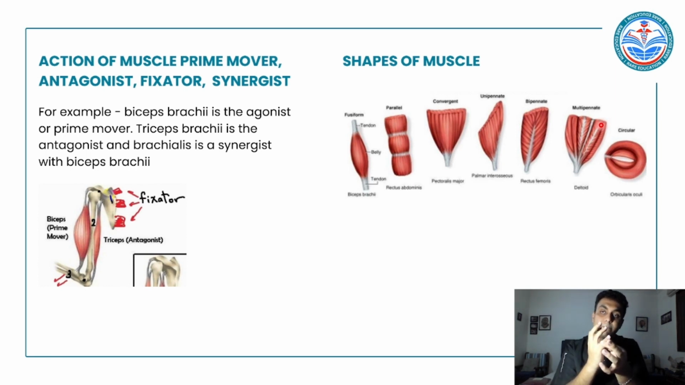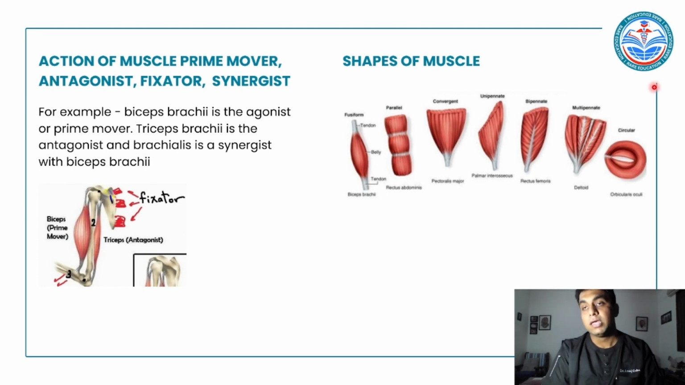Multipinnate means a muscle that has many fibers or feathers that are coming together at one point. These are basically stems that have feathers on both sides, but they all converge at a single point. That is called multipinnate. And the most beautiful example of that is your deltoid muscle, that is here, giving the roundness to your shoulder.